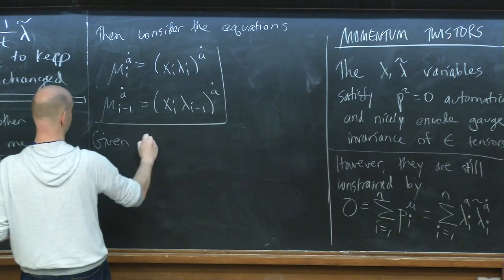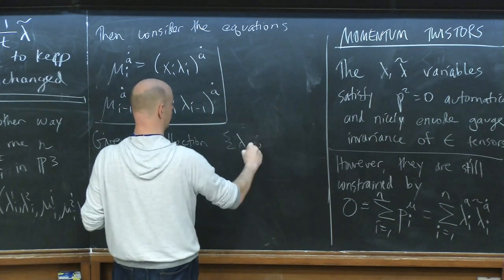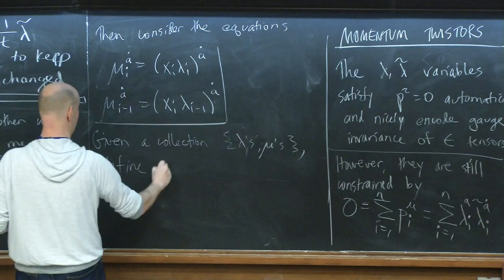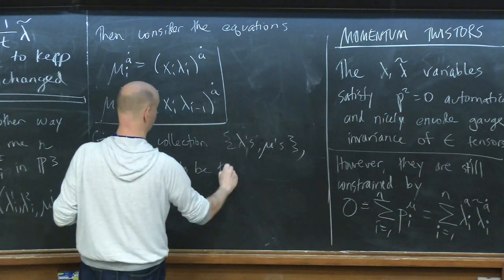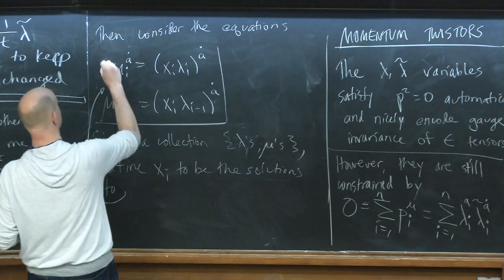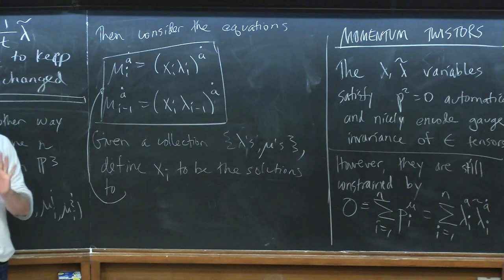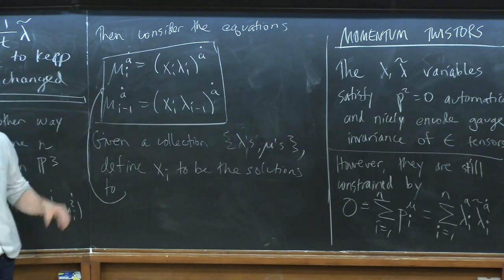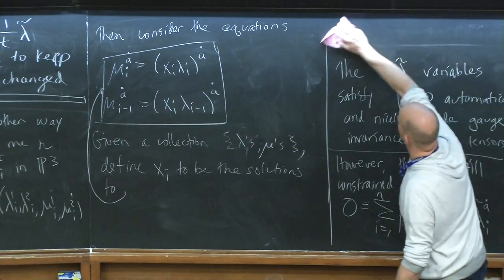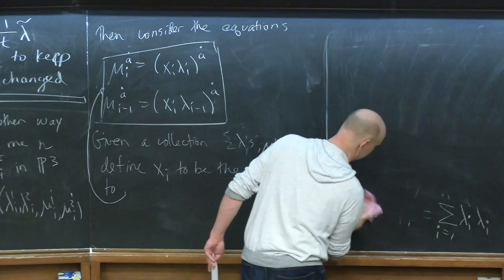So the point is, given a collection of lambdas and mu's, define xi to be the solutions to these equations. Okay, each x is four independent variables, and this is a set of four linear equations. But we can derive an important consistency condition.